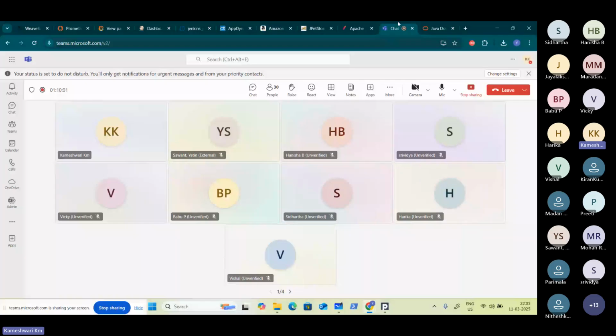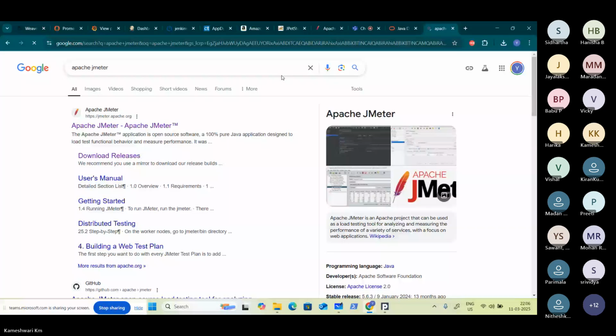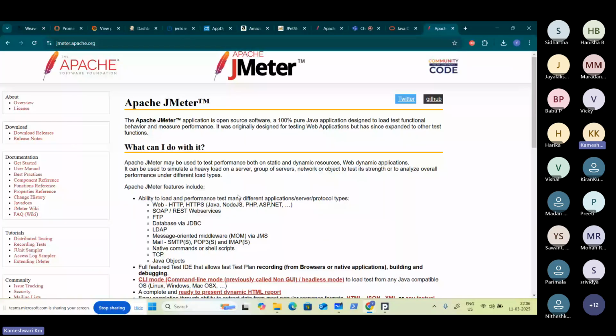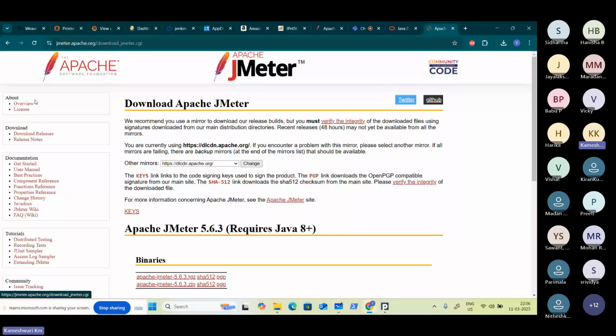For that, again, just enter Apache JMeter in your browser. Go to this first link, Apache JMeter. Go to that. Now here, just go to Download Releases, right? This option you can see here. Click on that, Download Releases. You will land onto this page.